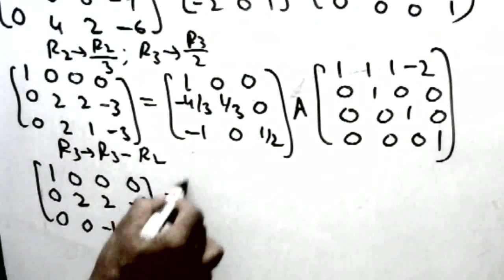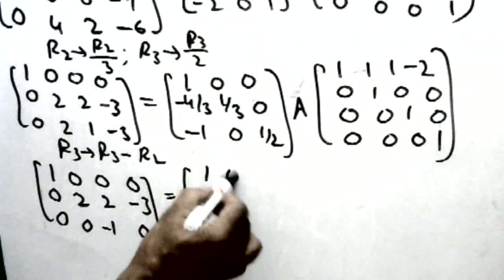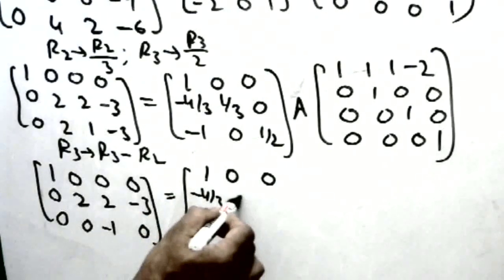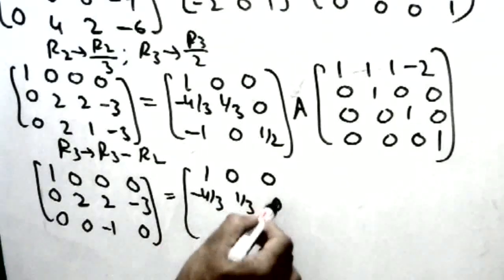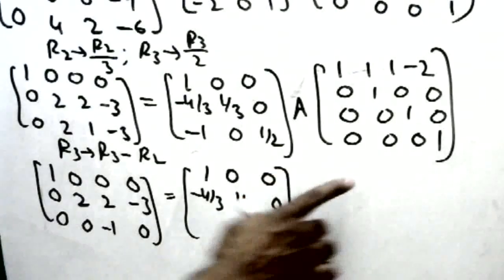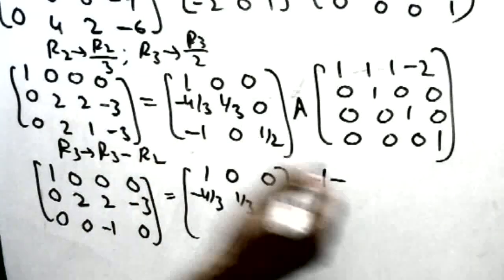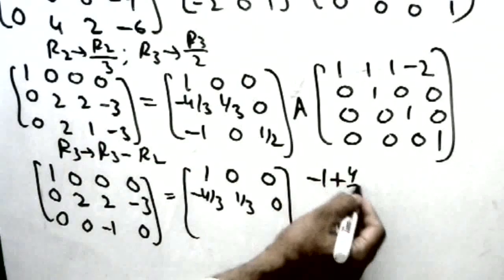Now see here, we are changing R3. You see here, we are not changing the first row 1 0 0. We are not changing the second row minus 4 by 3, 1 by 3, 0. Now last column we are changing. Let me do the rough work. What is here? R3 minus R2.